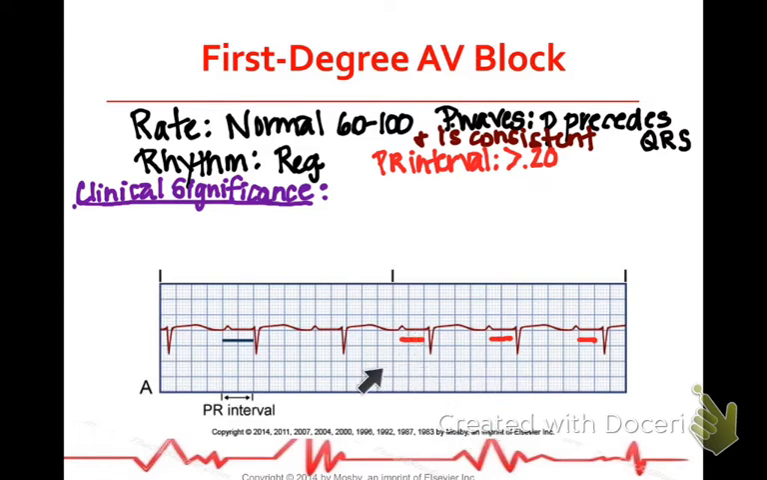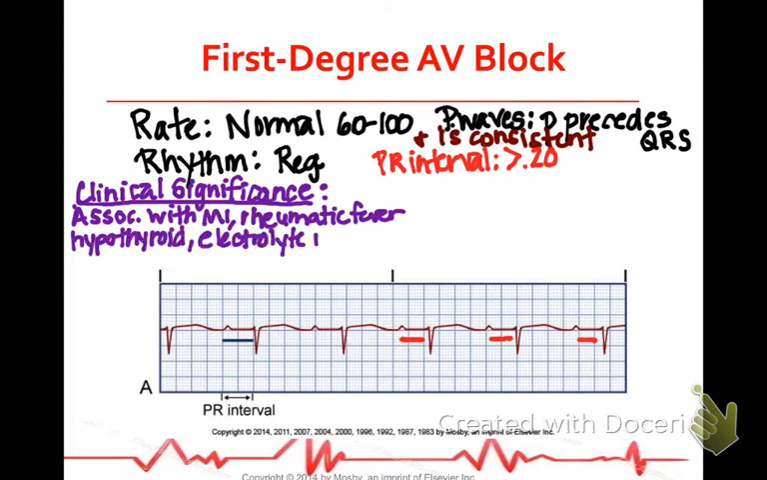See how it takes up a big box, greater than a big box? That's a tongue twister. Greater than a big box. So as far as significance, it can be associated with an MI, rheumatic fever, hypothyroid, electrolyte problems. I wouldn't try to memorize all that. Just know that there are some problems that can cause this.